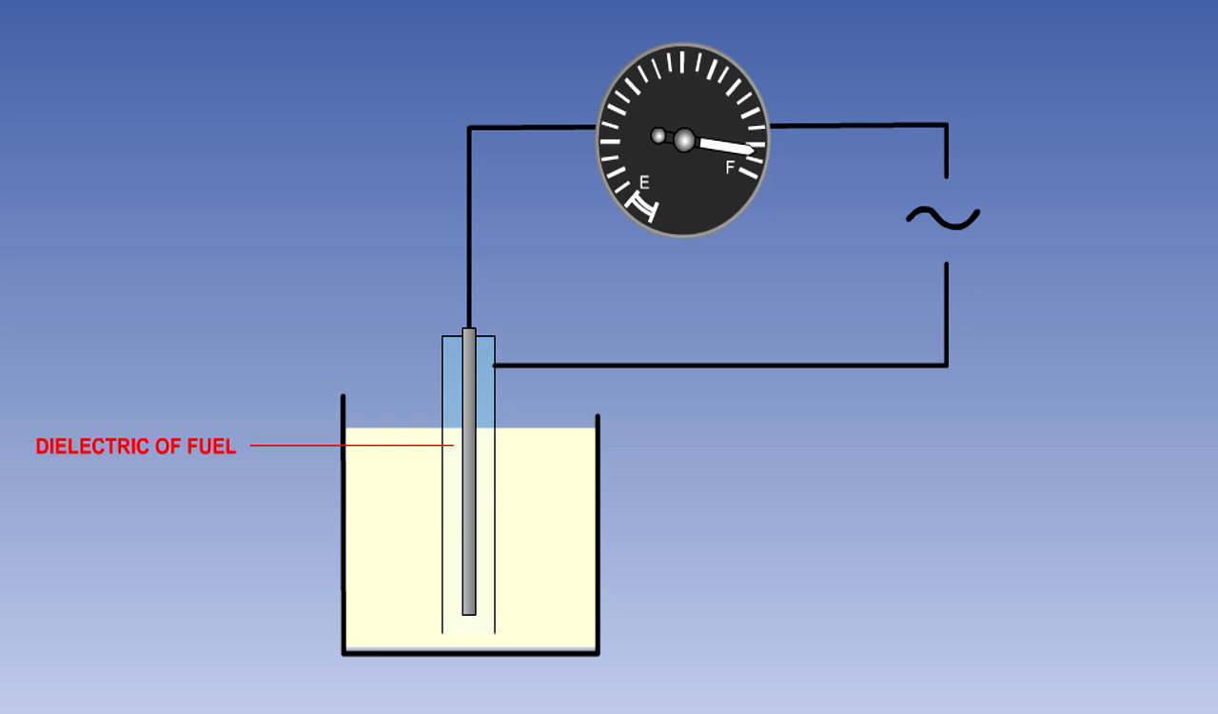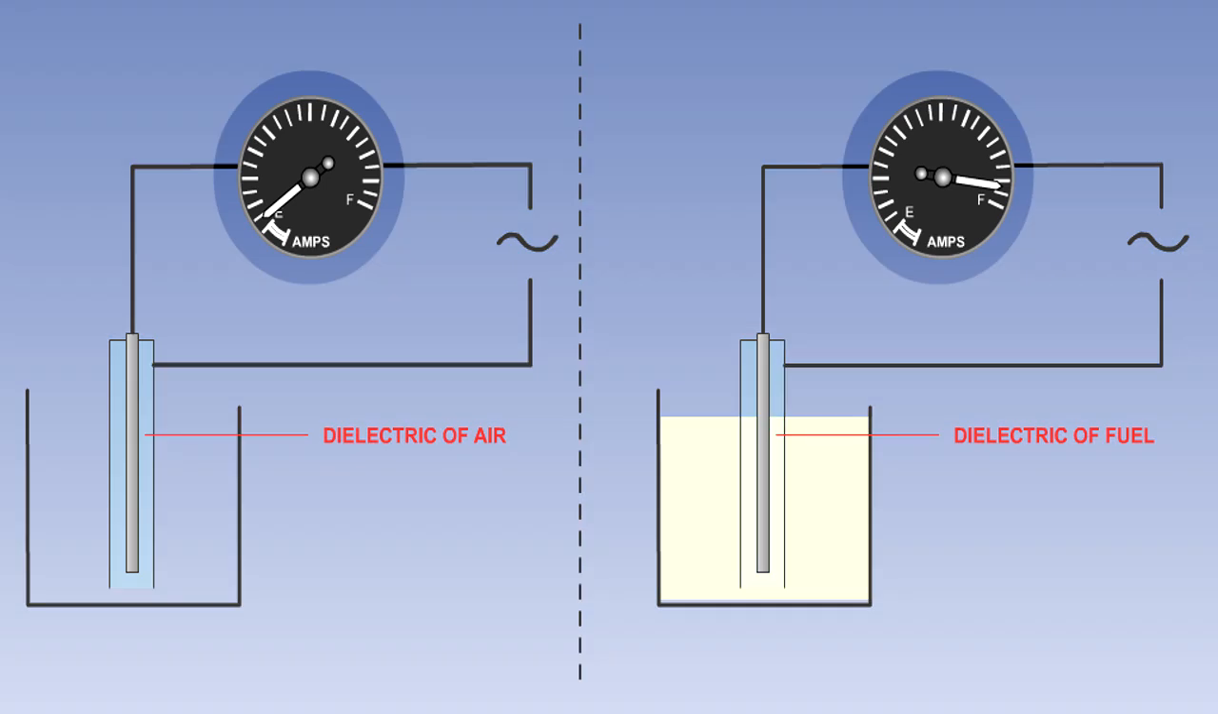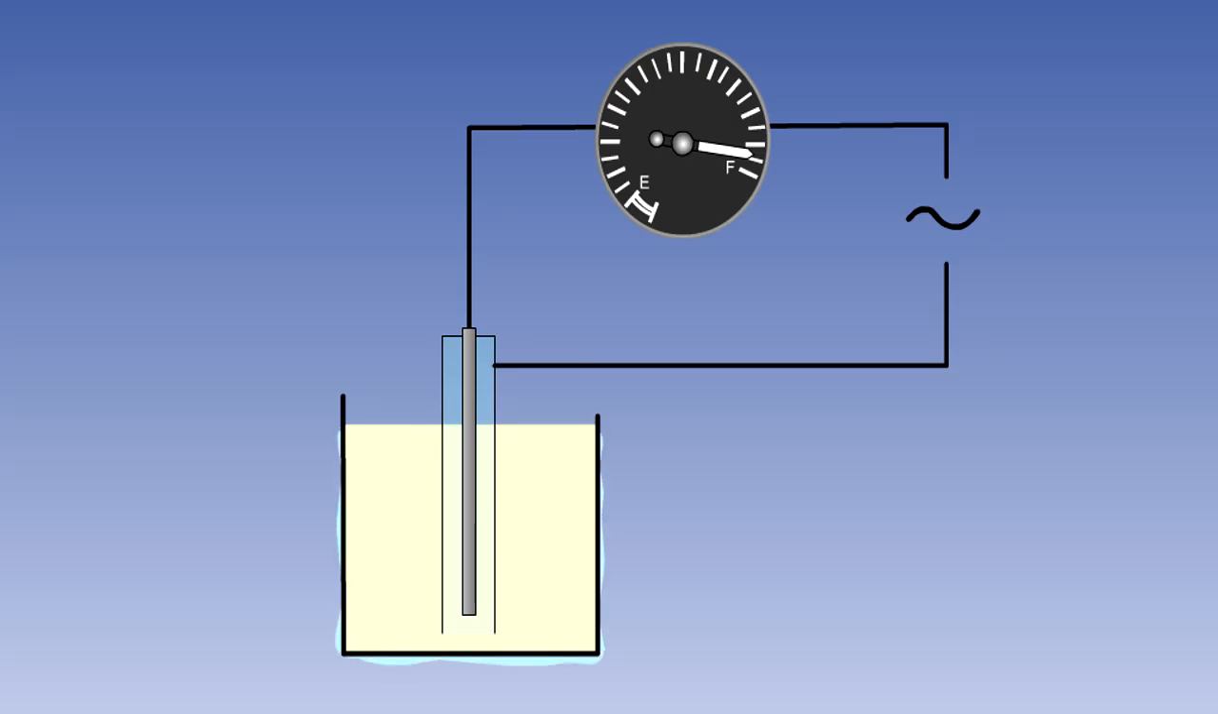A dielectric consisting of fuel will allow more current to flow in the circuit than a dielectric of air will. The level of current flow will therefore be proportional to the volume of the fuel in the tank. By measuring this current, we can know the volume of the fuel in the tank. If the temperature of the fuel drops, the volume of fuel in the tank will decrease, causing a drop in the current. The opposite will happen if the fuel temperature increases.